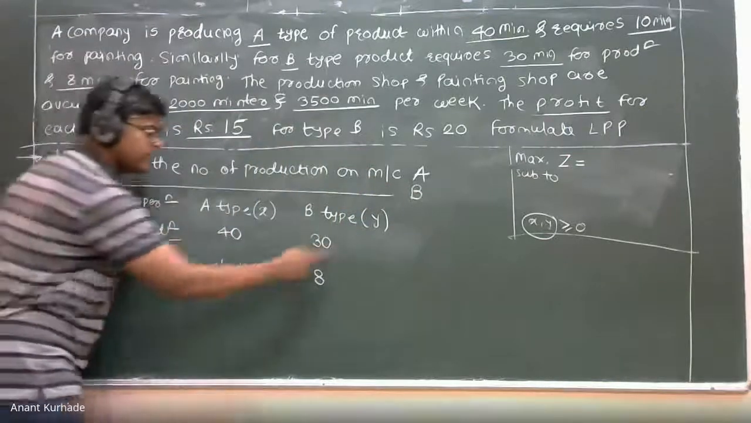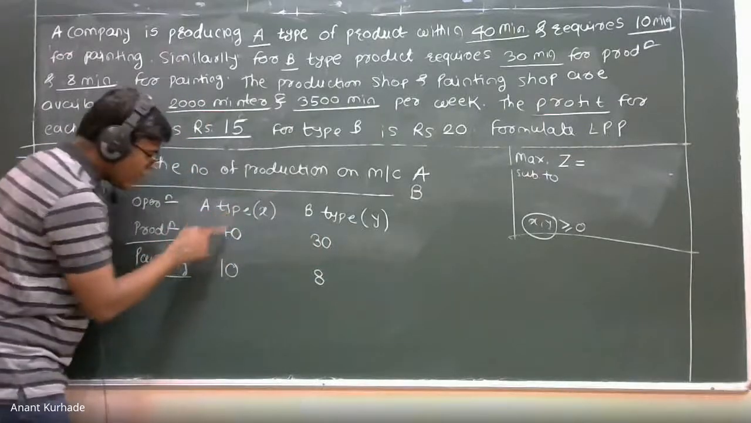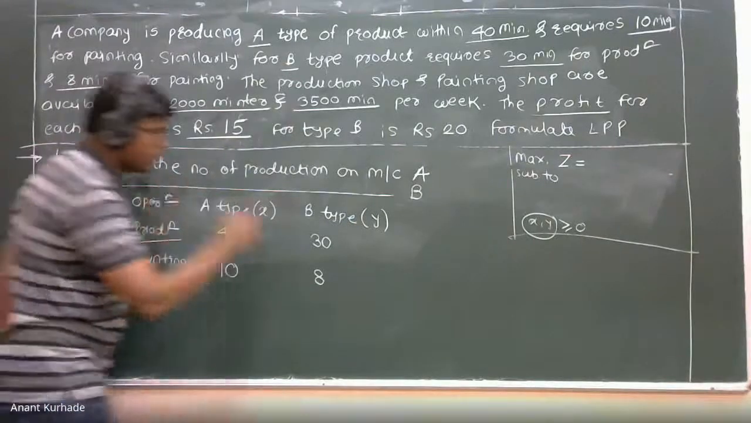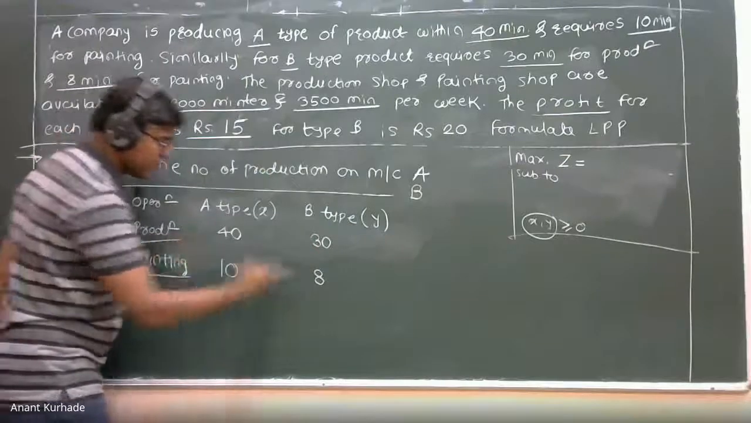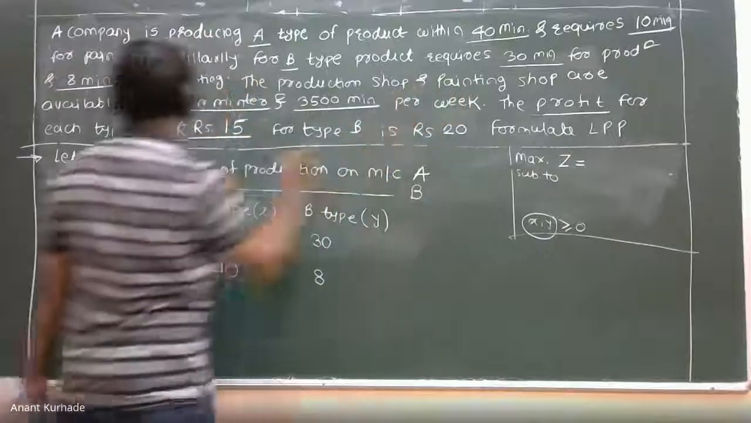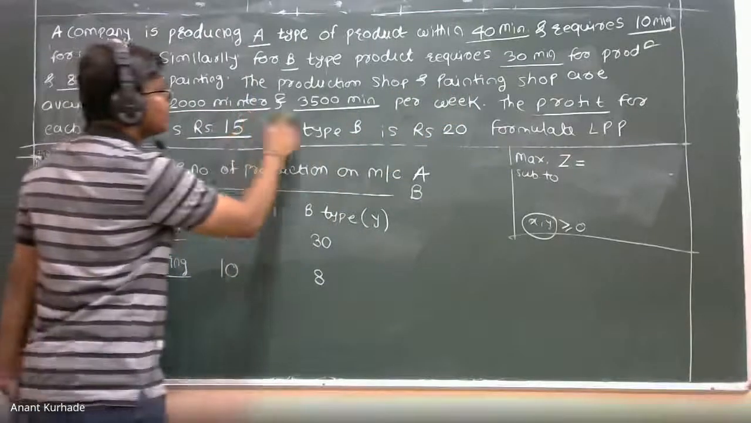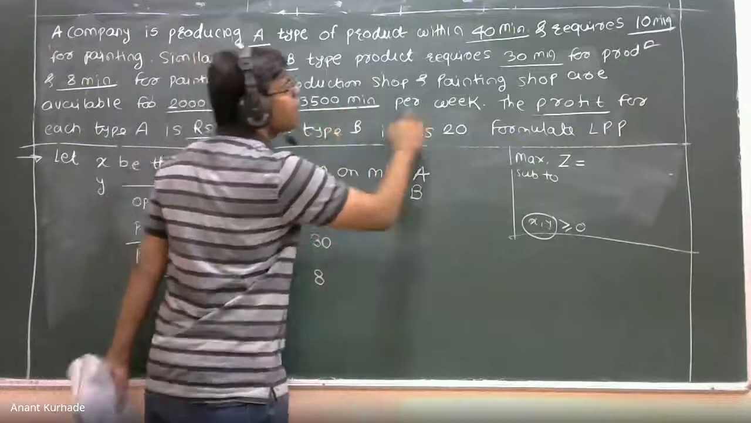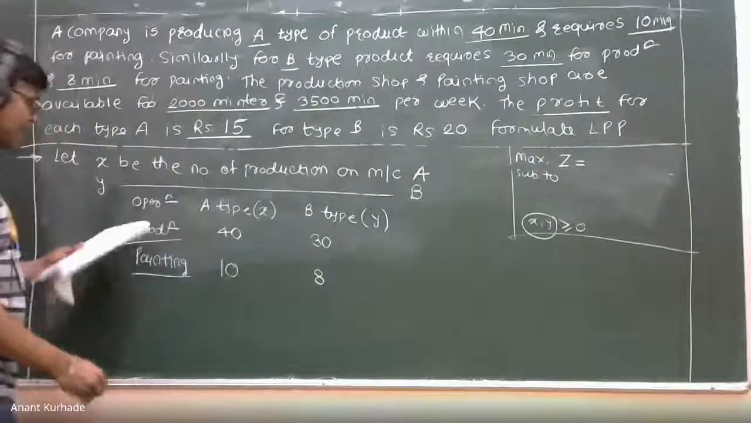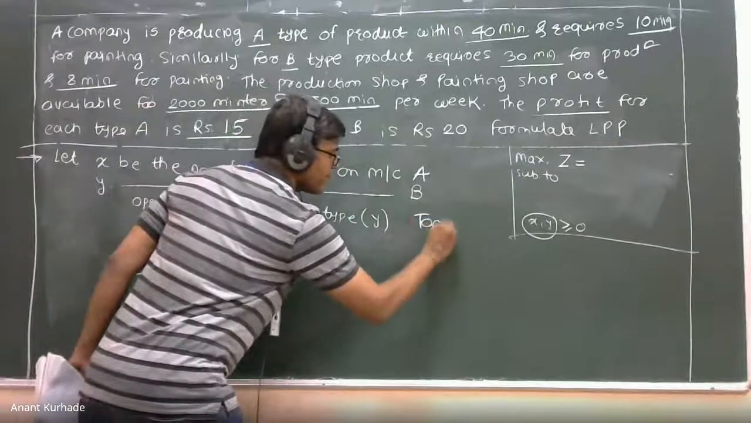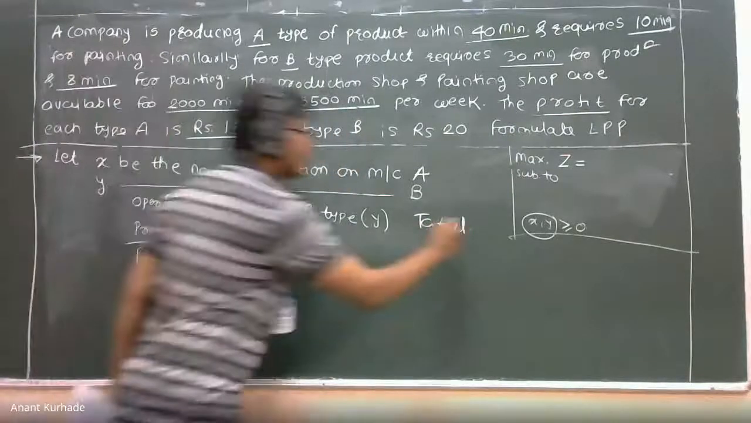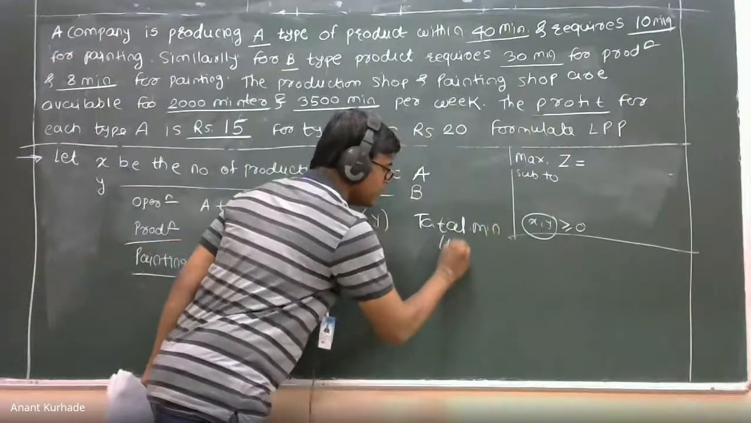So by observing this, we can easily say A type product requires 40 minutes for production, 10 minutes for painting. B type product requires 30 minutes for production, 8 minutes for painting. Okay, now again what is given? The production shop and painting shops are available for 2000 minutes and 3500 minutes per week respectively. Okay. So you can write here total minutes per week.